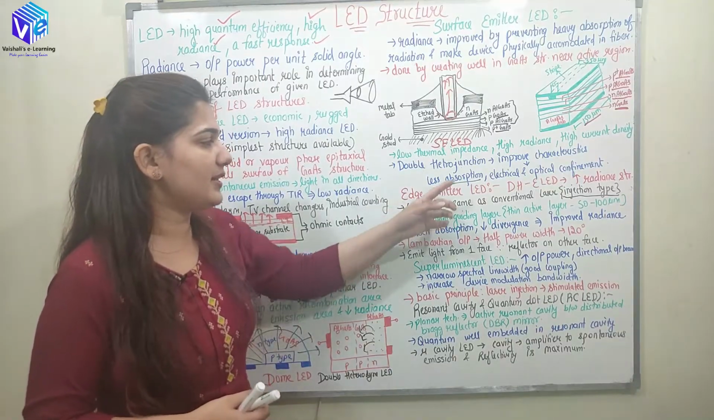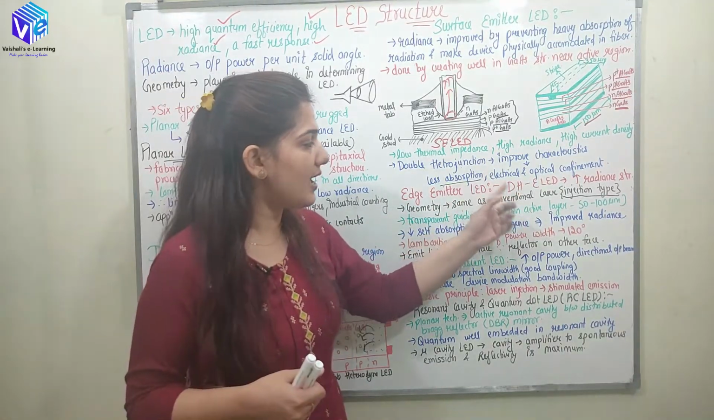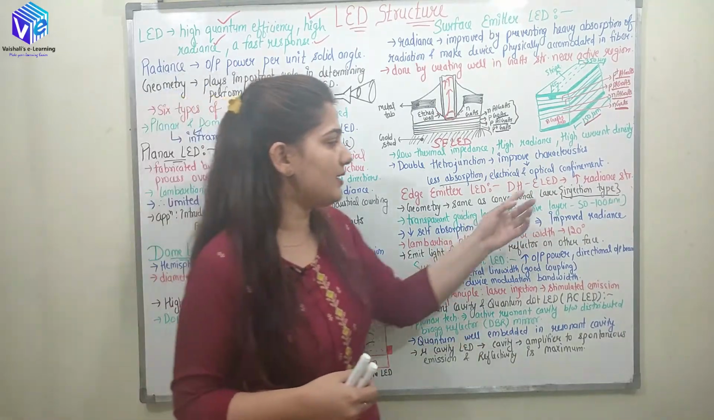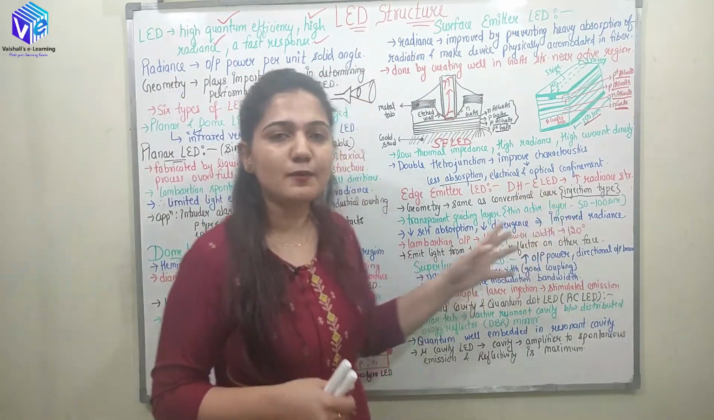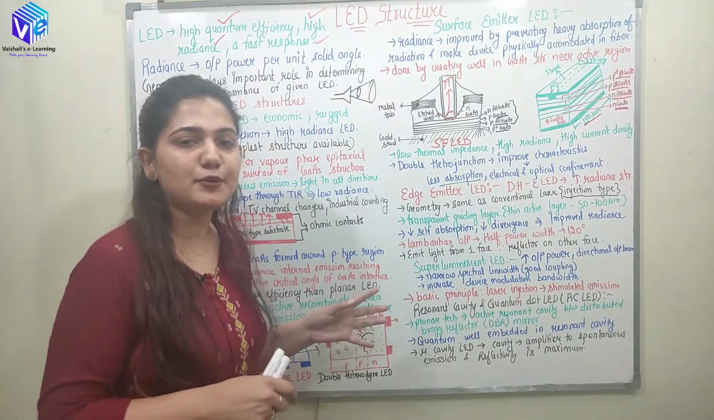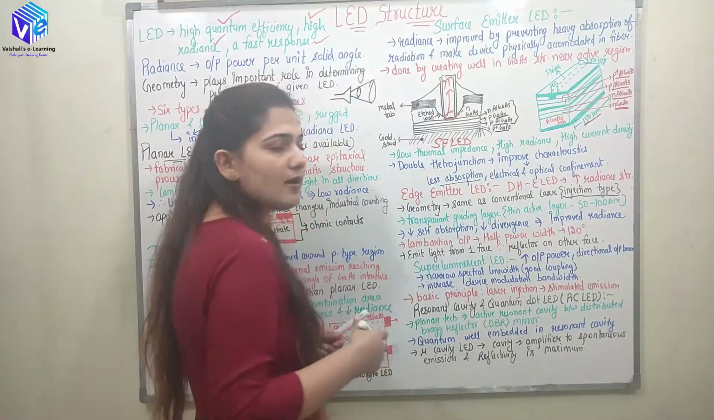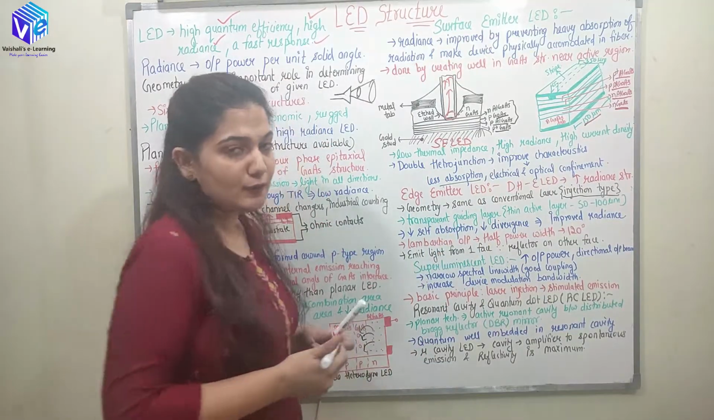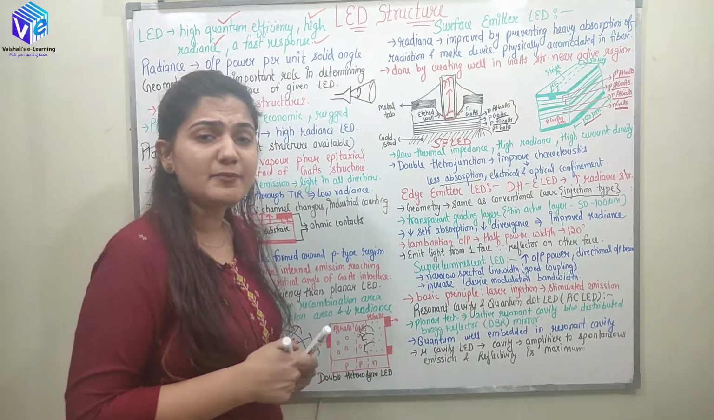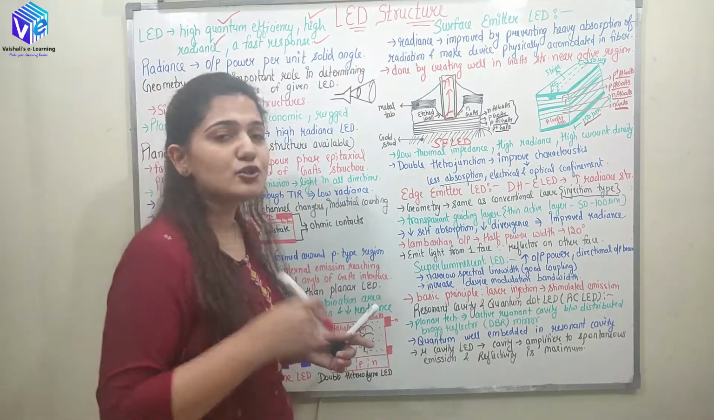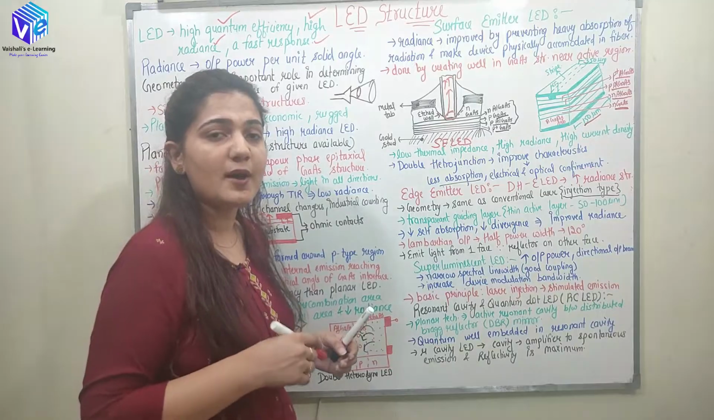So edge emitter LED is also called DHE LED, meaning double heterojunction edge LED. We are preferring again the double heterojunction structure over here. So now it is working upon the principle of the laser. We know the laser is having the stimulated emission, due to which it is having the highest radiated power. We are going to talk about lasers also in the upcoming videos.